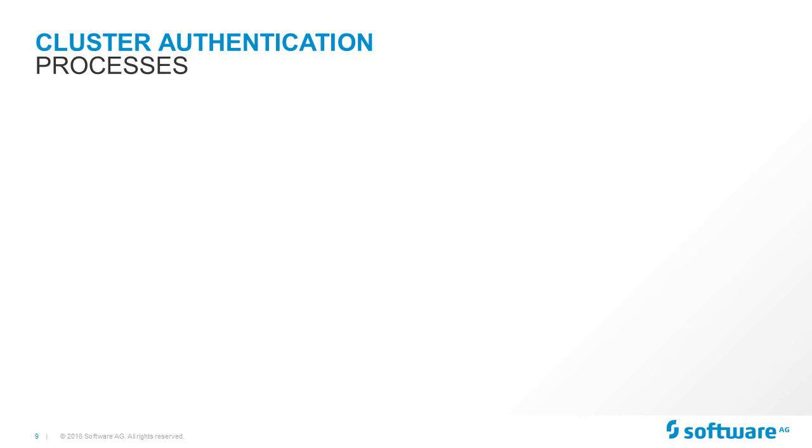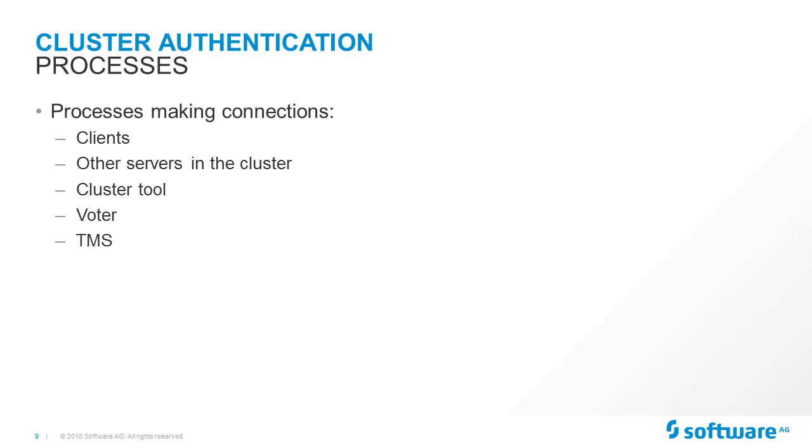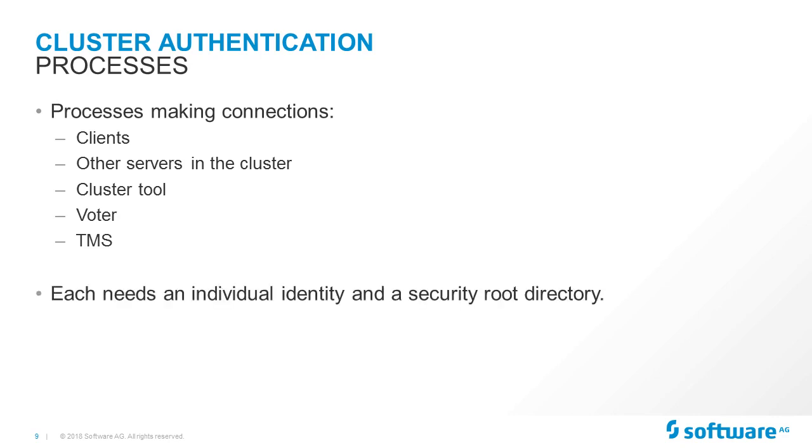So there are different processes that will need to make secure connections to the cluster. These include clients like tcstore or ehcache. Other servers in the cluster, as each server needs to connect to the other servers to share data, for example. Cluster tool and voter, those command line tools, need to be able to connect to the cluster, and also TMS if you're using management and monitoring. Now each of these needs an individual identity and a security root directory. By identity we're talking about a username and password pair or a certificate, something like that.